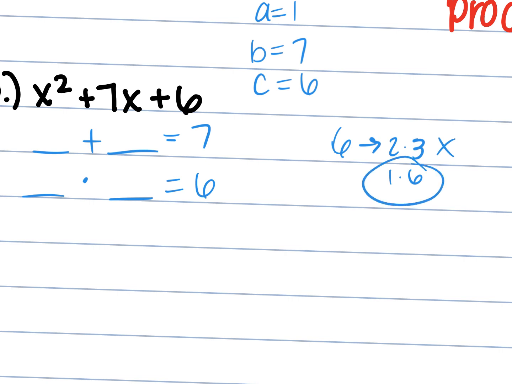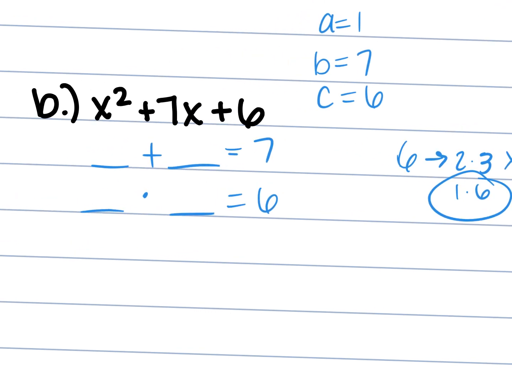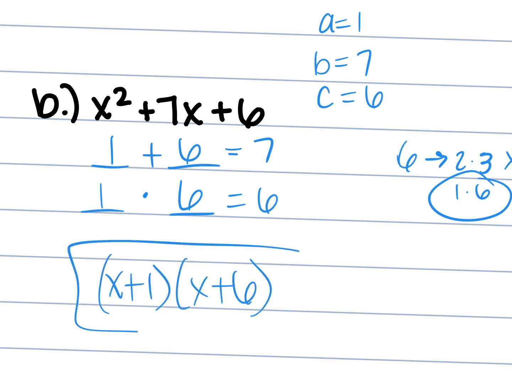So my factors here need to be what? 1 and 6. Now it's time to FOIL. Hold on, we don't FOIL yet. What are my two binomials? X plus 1 and x plus 6. This is your answer because this is in factored form.